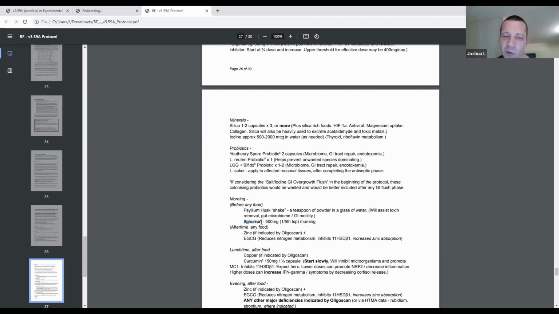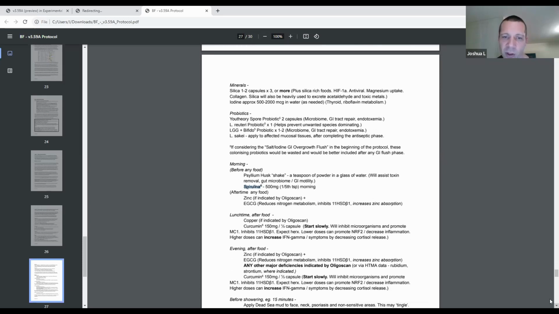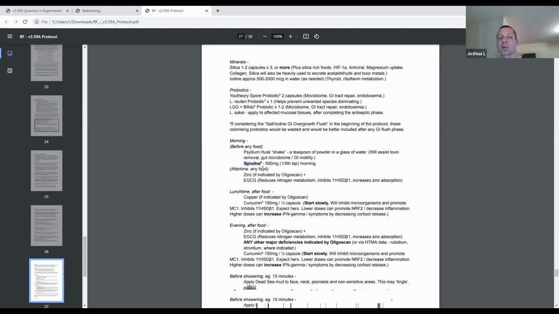Spirulina is actually very useful. Schizandra is useful, and the right dose of curcumin is useful. There's a very, very sharp bell curve there for curcumin. So in the protocol, at the moment, we're using spirulina generally in the morning. We're using curcumin in the afternoon and the evening, and the idea is to try to counteract, from multiple angles, the cortisol elevation in the evening.